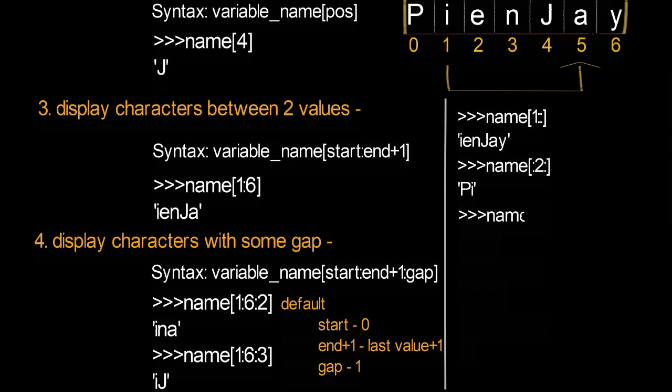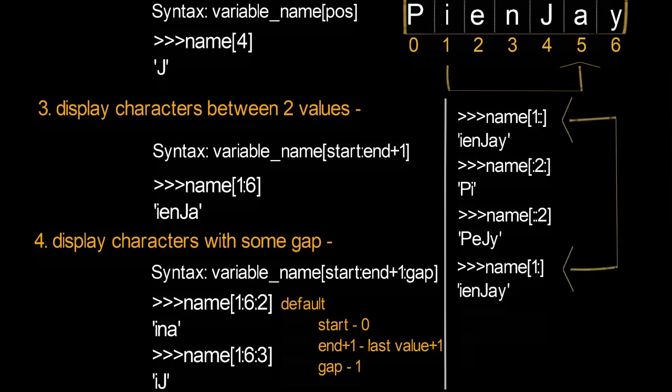Also we can try name, colon, colon, 2. In this the result will be PENJAY. It has started from the beginning and gone till the end, and the gap we have taken is 2, like P, then omit the I, then E, then omit the N, then J, then omit the A, then Y. Also we can use name bracket 1 colon, which will result in the same output as name bracket 1 colon and colon, that is IENJAY, as it is not compulsory to write the gap value, like name colon 2 colon. The result is the same as name colon 2, which is PI.